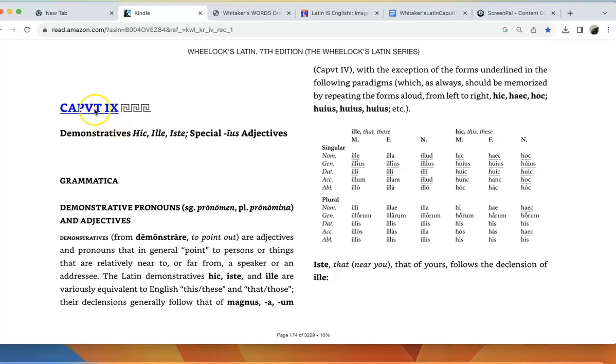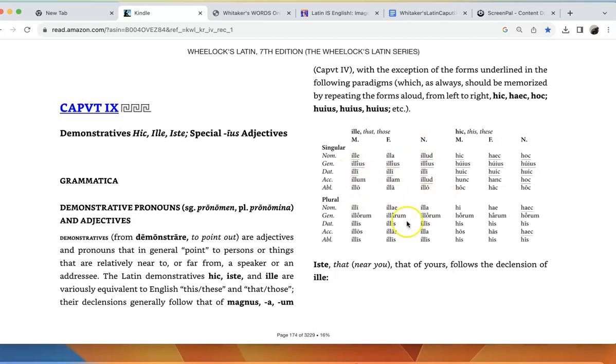We're going to be taking a look at chapter 9. Our grammar topic in this chapter is demonstratives. And as your book points out, demonstratives point out or emphasize a general point, and it often refers to a person or thing. So we're talking about its noun function, if you will.